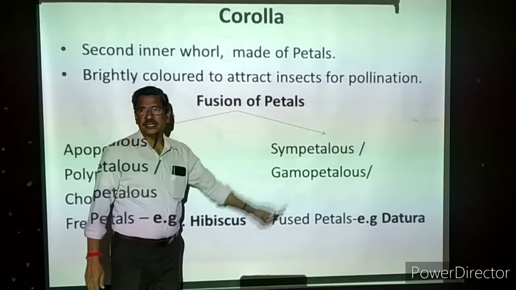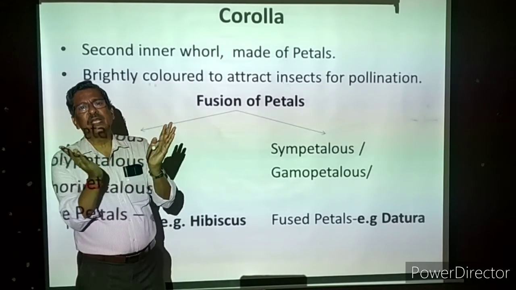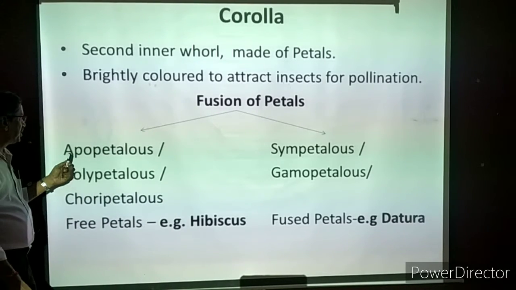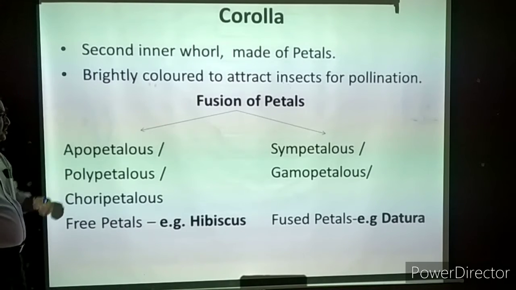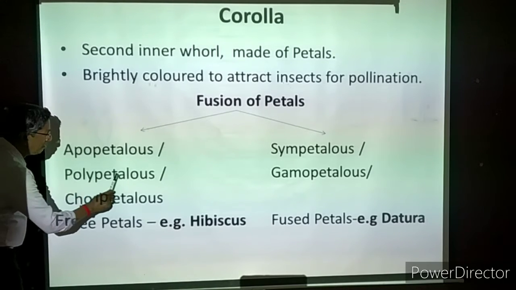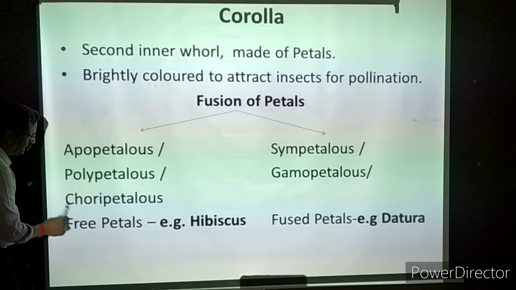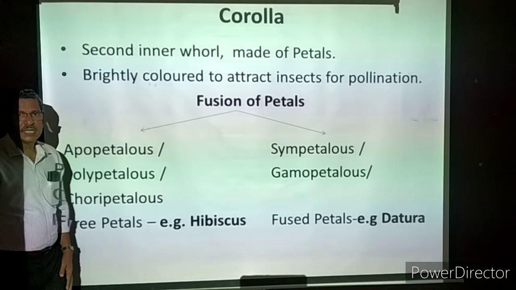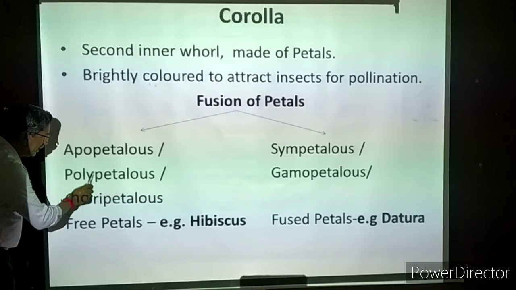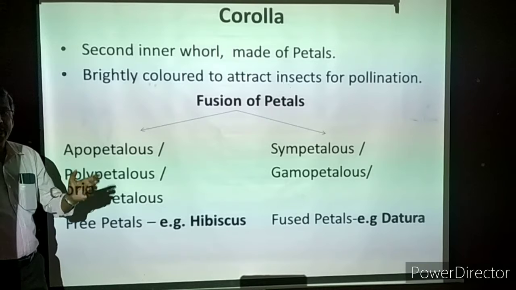Now, fusion of petals. Here also we have to study whether the petals are fused at their margins or they are free. That is called fusion of petals, just like for sepals in the calyx. Apopetalous, the same term we have studied. There we studied apocephalous, but here apopetalous, polypetalous, corypetalous, the same idea. Apo, poly, cory. Actually, poly means many, that is the direct meaning in English. But one more sense we find in botany: poly means not many, free.